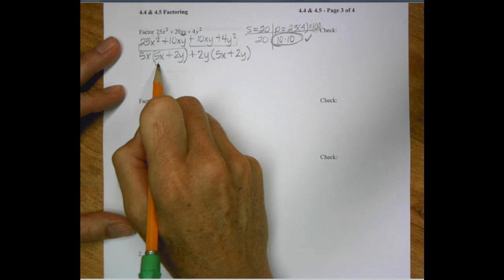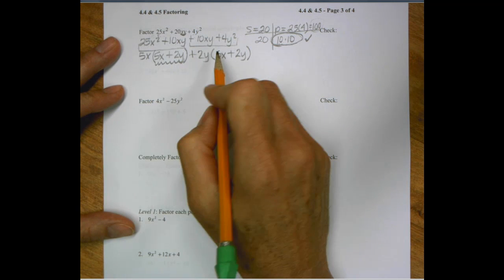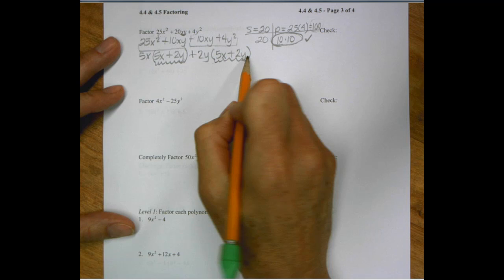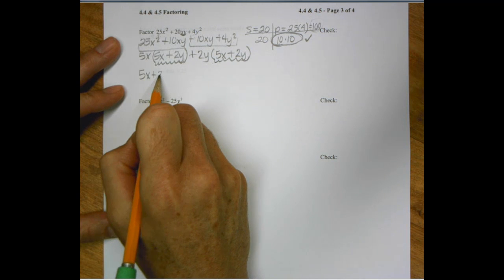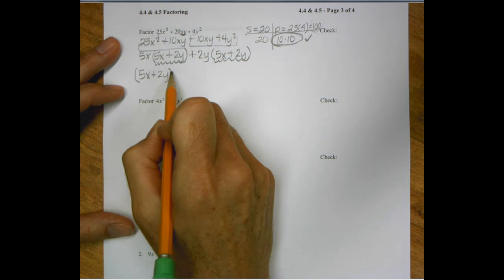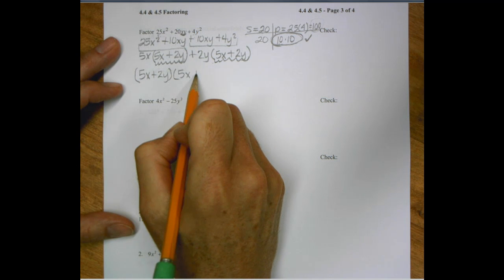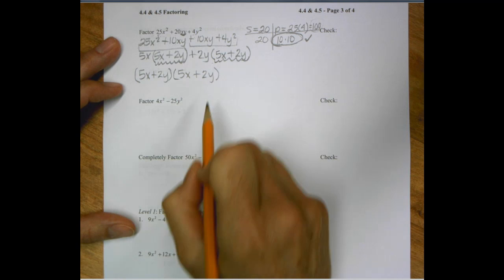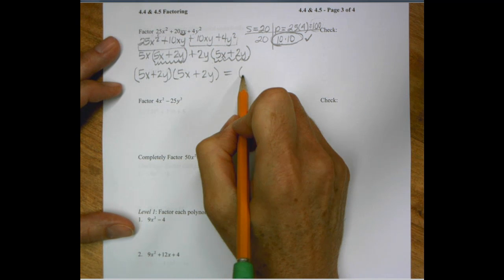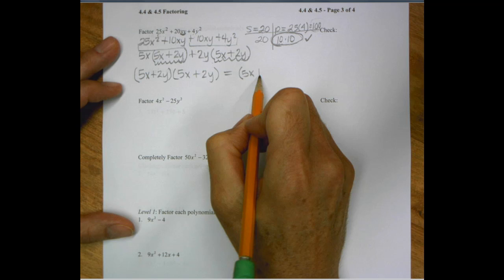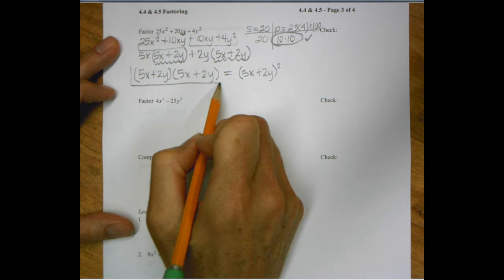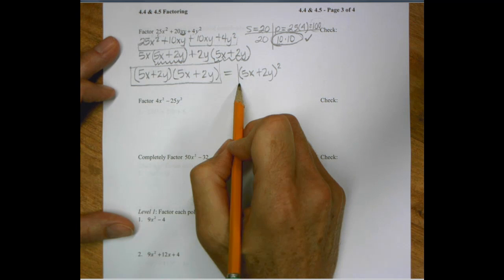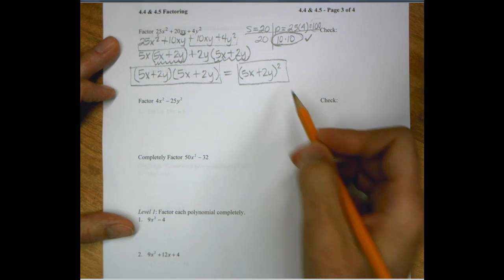Now one more time, looking for a greatest common factor, I see that 5x plus 2y is the same on both, and I can pull that out to the front. And what's left is exactly the same thing, and that's what makes it a perfect square trinomial, because it's also equal to 5x plus 2y quantity squared. I can write it this way, or I can write it this way. They're both equivalent.